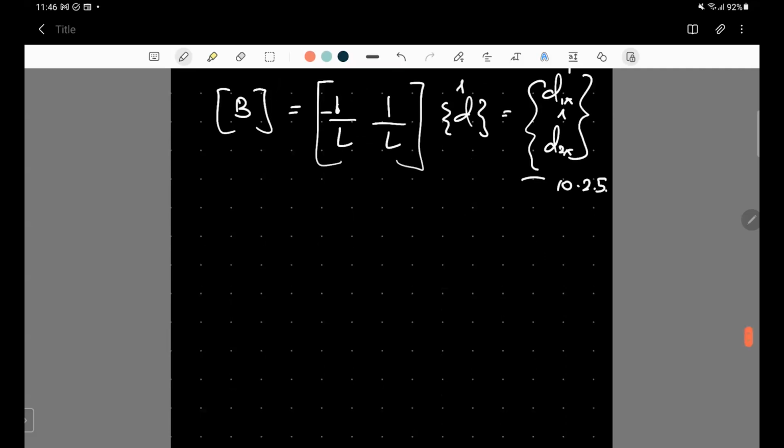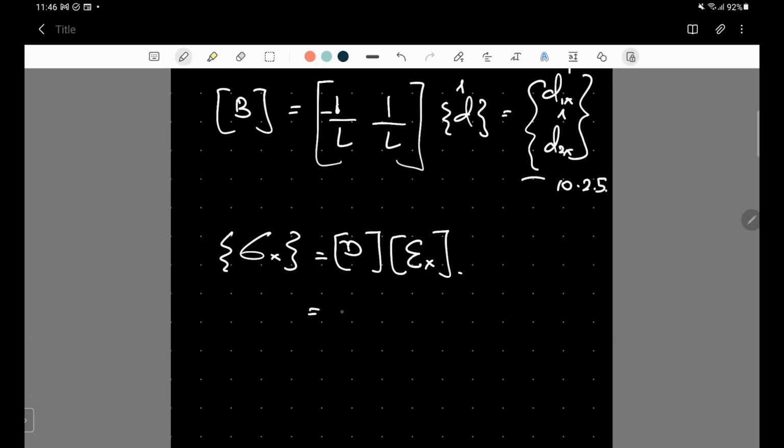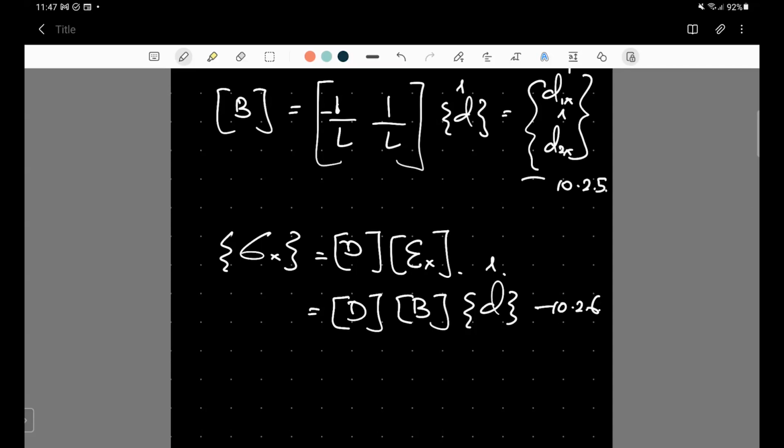All right. We know the stresses are related to the strains via the constitutive matrix, the D matrix, which includes the material properties. In other words, sigma x is D times the strain, where epsilon x is equal to B times the d column matrix. So we have now found the relationship between the stress and strain.